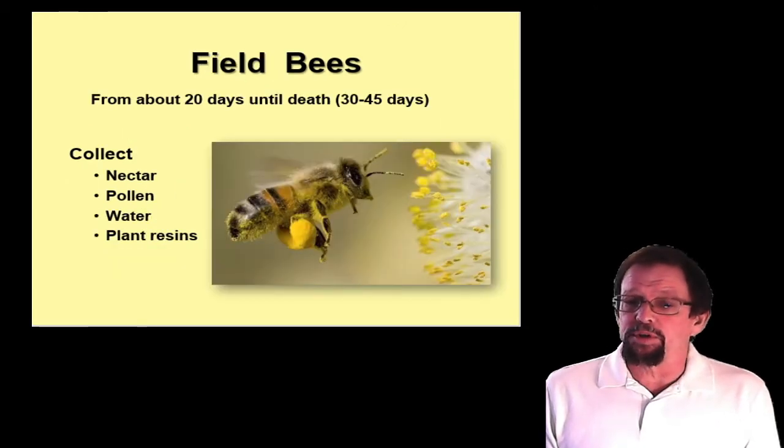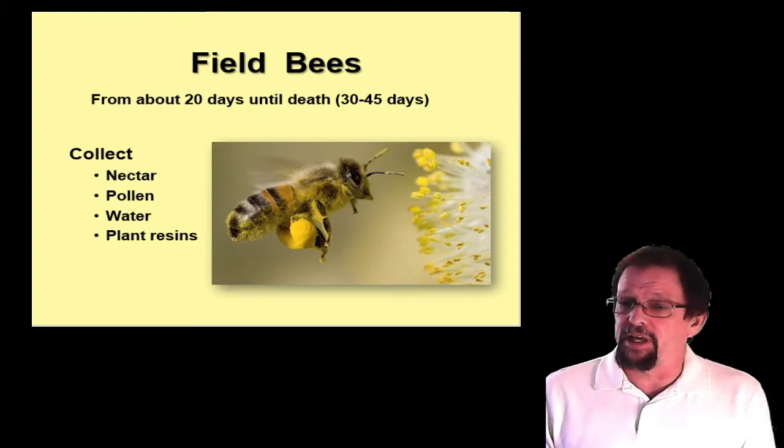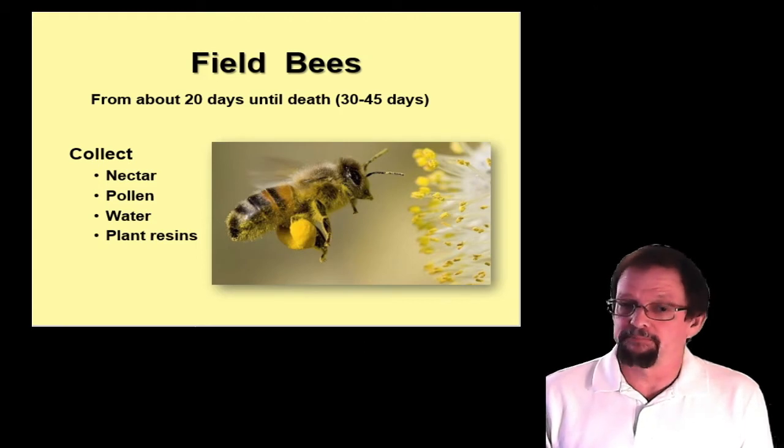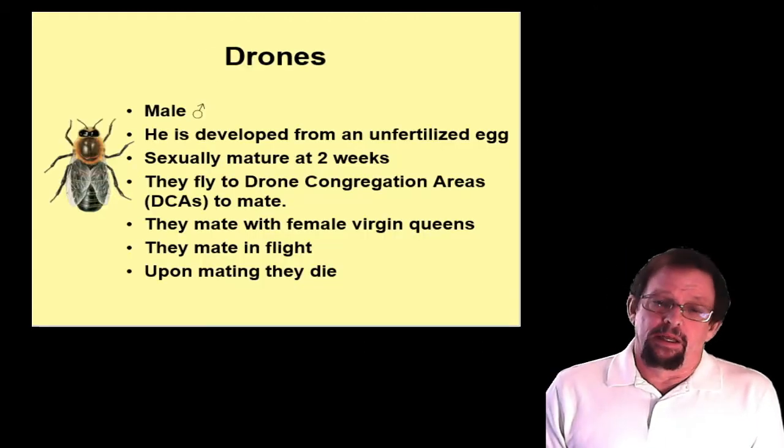And then the last portion of the bee's life is as a field bee for about 20 days until their death, which is about 30 to 45 days, which is about that 6-week period. And their job is to collect nectar, pollen, water, and plant resins, which are used to make propolis.